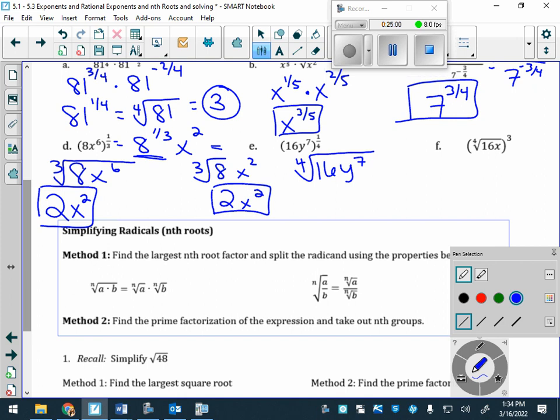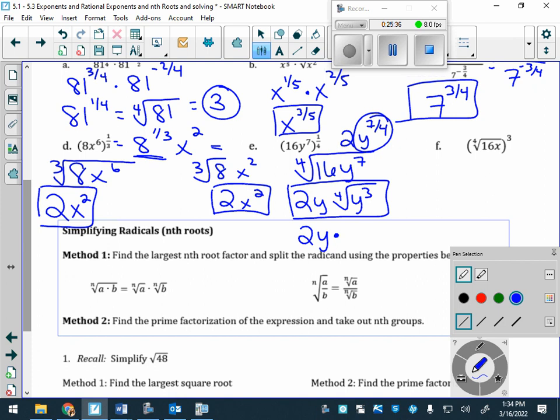Okay, if we were to rewrite it, the 4th root of 16 is 2. Now, 4 goes into 7 how many times? Once. How many are left over? 3. Okay? So if you had 2y to the 7/4, we could simplify that, where 4 goes into 7 once. So then you could write it as 2y times y to the 3/4 of what's left over. These two mean the same thing.